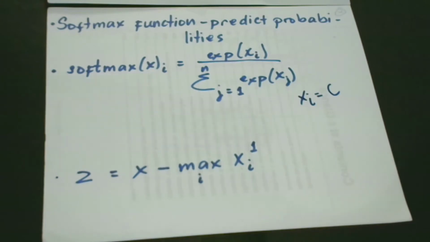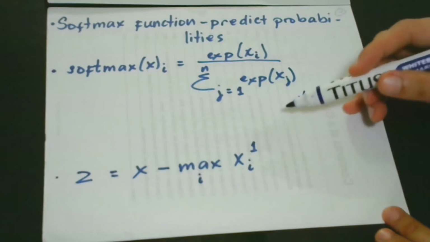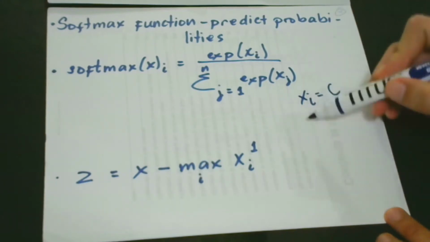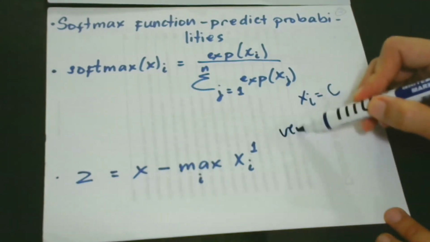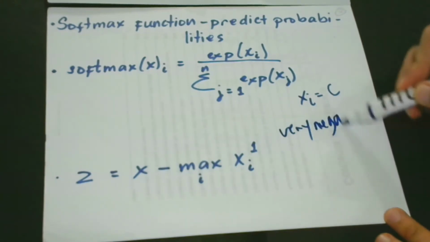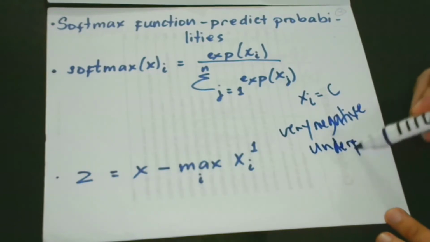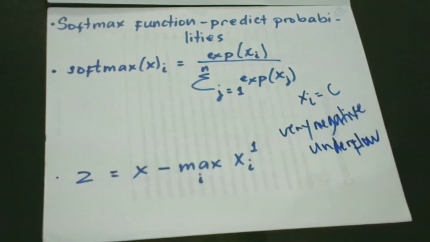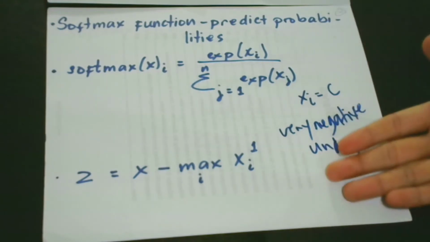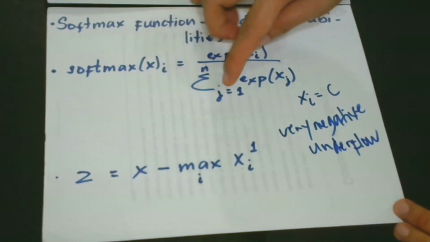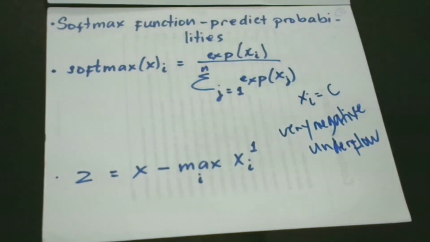In this case, c is very important because if c is very negative, then exponential c will underflow. Let me write that. C is very negative, then this will result in underflow. So it means that the denominator of the softmax will become 0. Then the outcome becomes undefined.